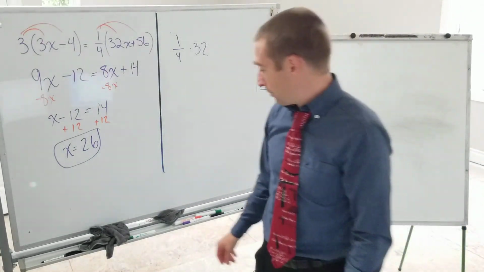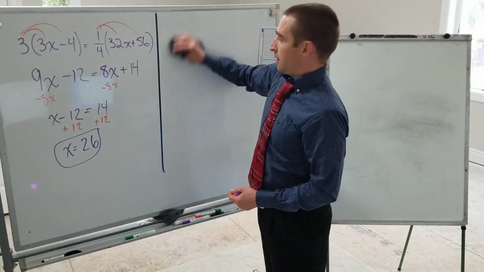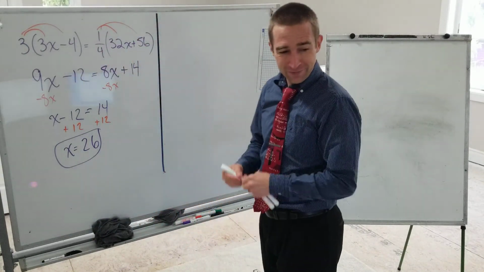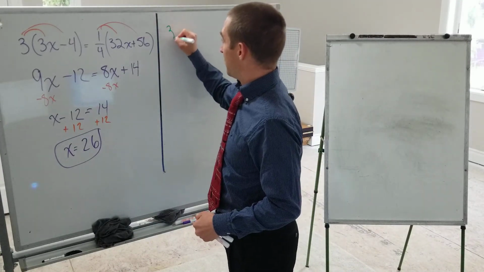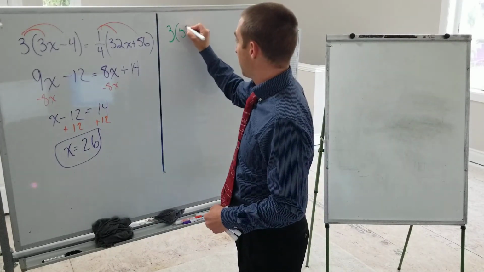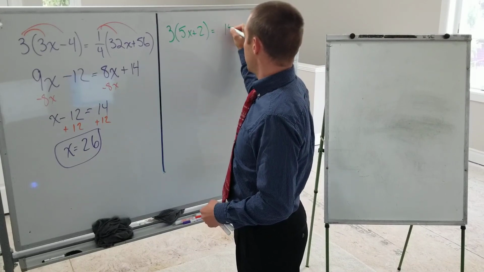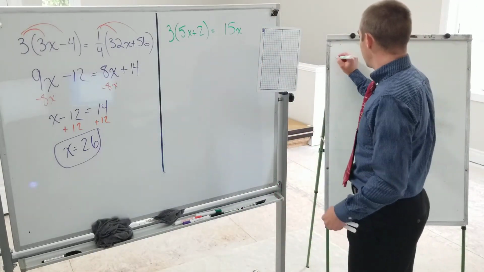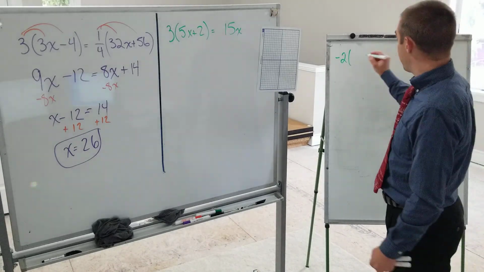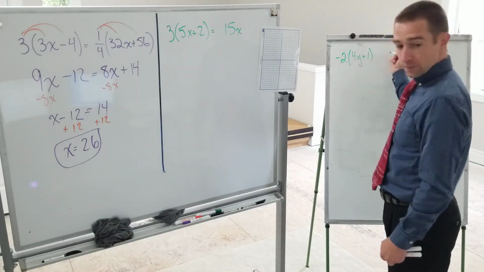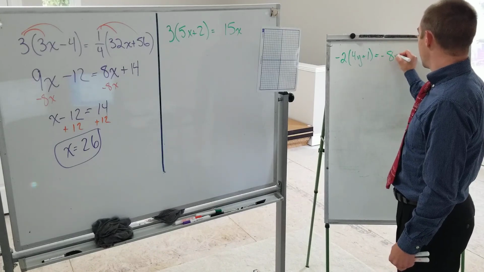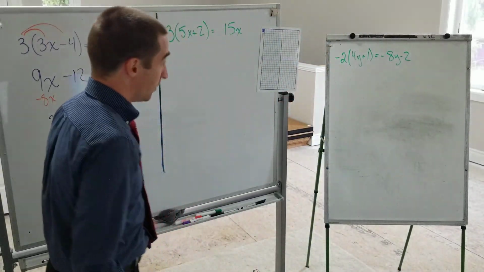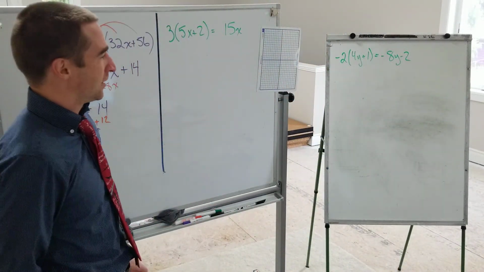All right, here we go. We're going to try a couple more problems. I want you just on your notes, your paper, because you are taking notes with this, right? I hope so. Try these two problems. We've got 3 times 5x plus 2 equals 15x, and then we have negative 2 times 4y plus 1 equals negative 8y minus 2. Go ahead and try these two problems. So pause the video, try them, and then I'll go over them and we can talk about it. Well, I'll talk about it, you listen, you pretend that you're talking back.